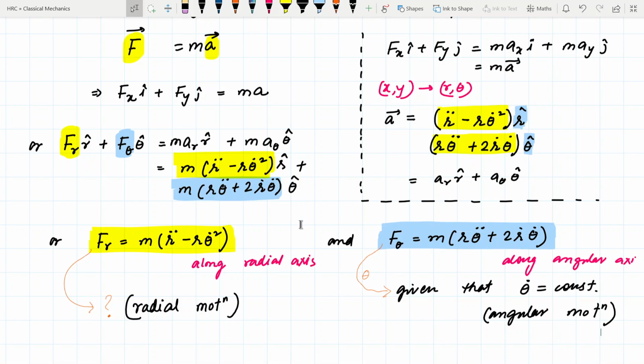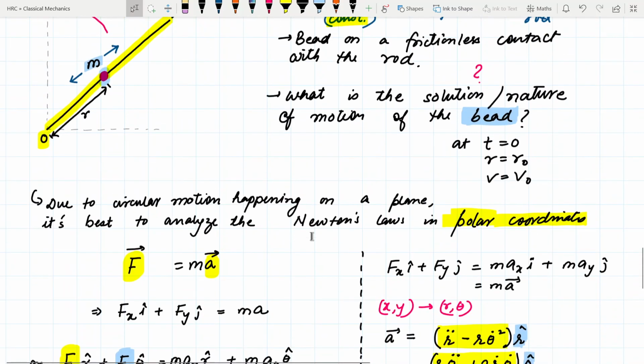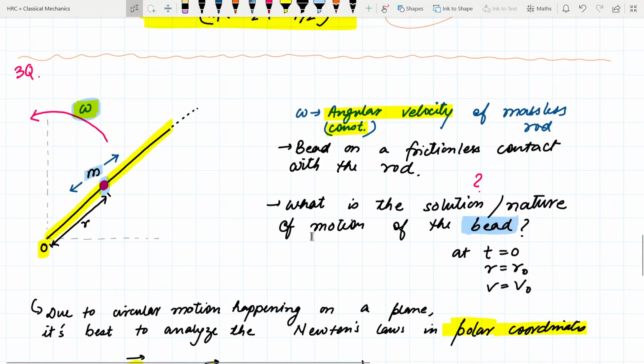तो रेडियल मोशन को अगर हमें सॉल्व करना है तो can you tell me what are the forces involved here in the radial direction? What are the forces involved here in the radial direction?